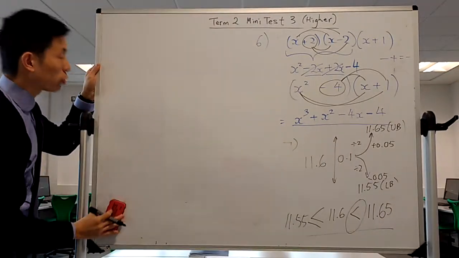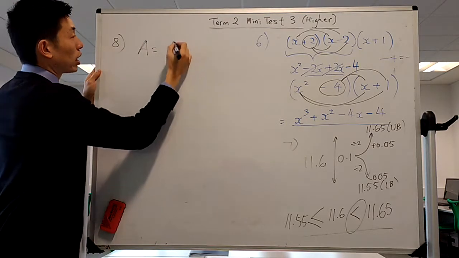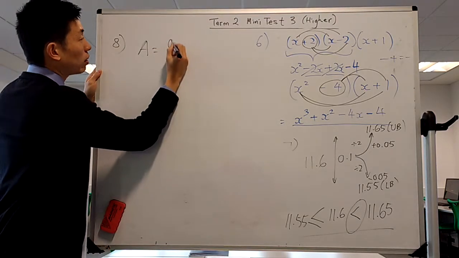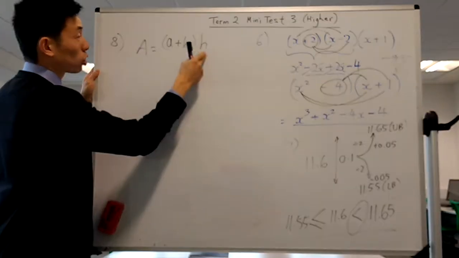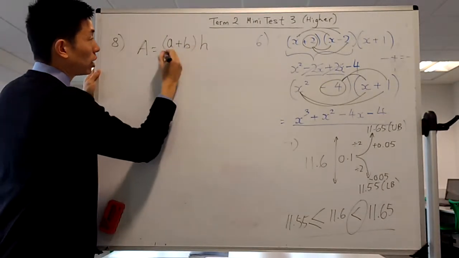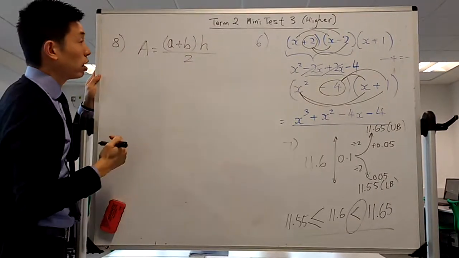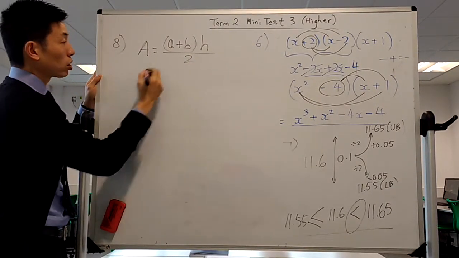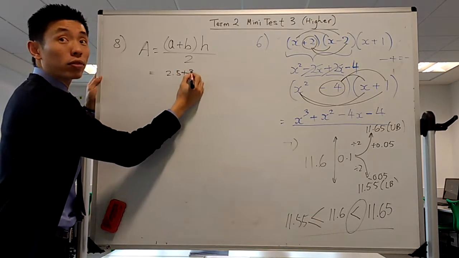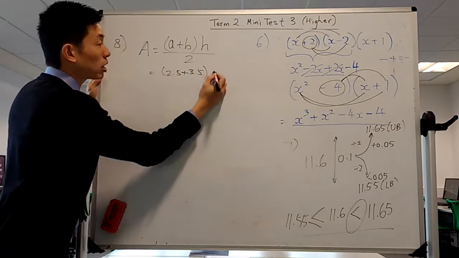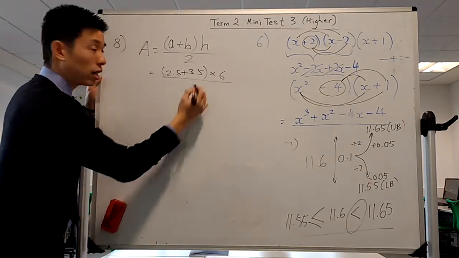So I'm going to do this very quickly. First, write down the formula. It's the parallel sides added, times the height or the separation between the parallel sides, divided by 2, is the area formula for the trapezium. So the parallel sides are 2.5 and 3.5, and then times that by the separation, which is the height 6, and then halve it.